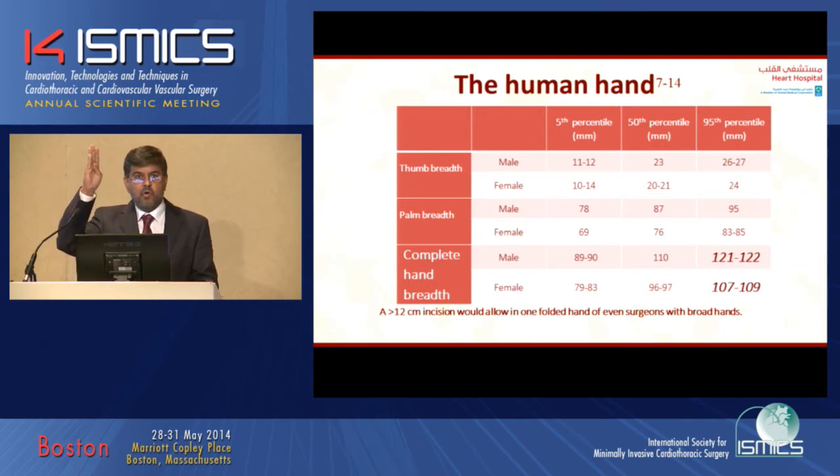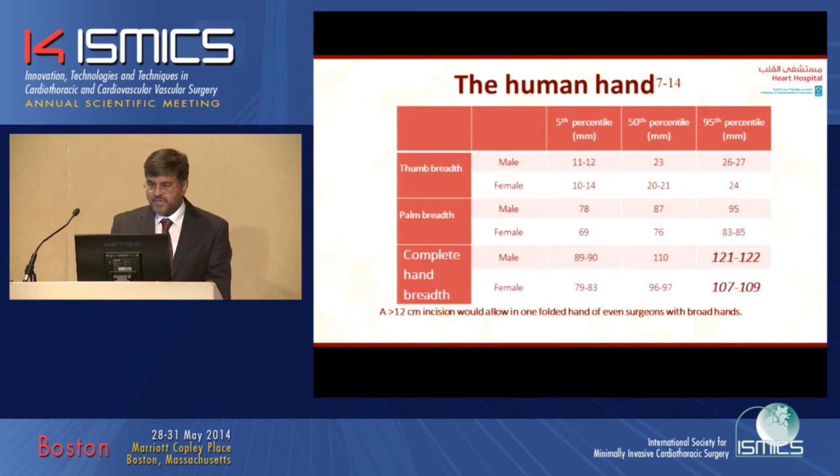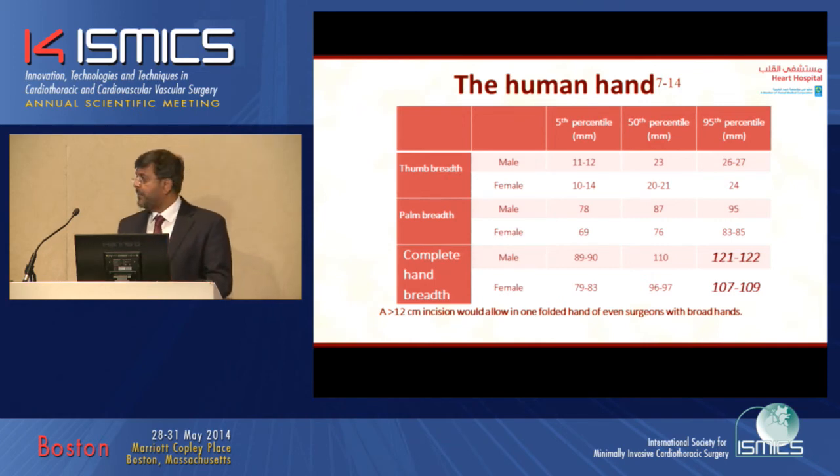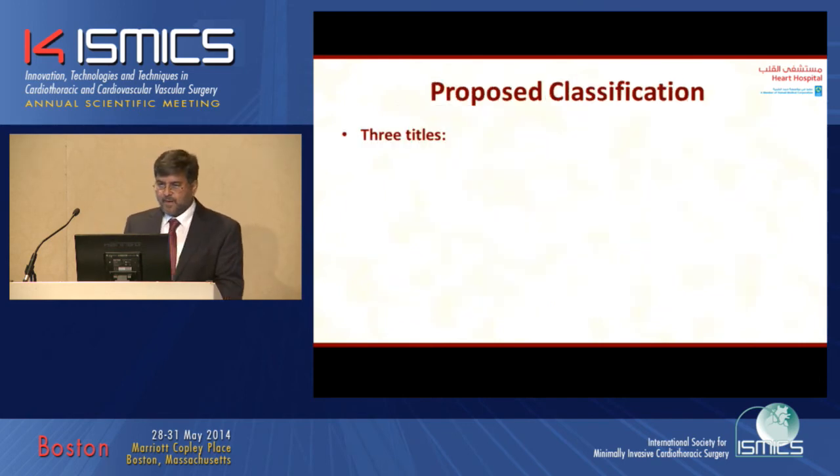When we go through a hole, we go in there, because even Mike Tyson has a wrist smaller than the flat of his palm. So if you have this much hole, you can get in there, and then still you will have some space. So arbitrarily, because you have to draw a line somewhere, on an objective basis, a greater than 12 centimeter incision will allow the hand of the male surgeon with the broadest of hands.